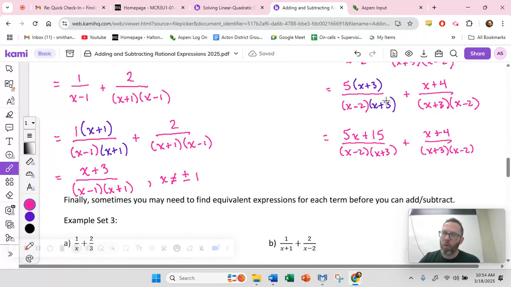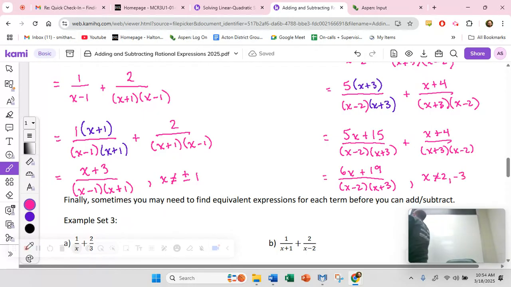And now we can collect like terms. 5x and x make 6x, and 15 and 4 make 19, over x minus 2 times x plus 3. Of course, we state our restrictions. X can't be 2, and x can't be -3. And if your order of brackets in the bottom is different, x plus 3 times x minus 2, it's okay. It means the same thing. As I mentioned, totally fine if you can just do that mental math. To me, that's a reasonable thing to do in one step if you can visualize it. You don't need to write this intermediate step.